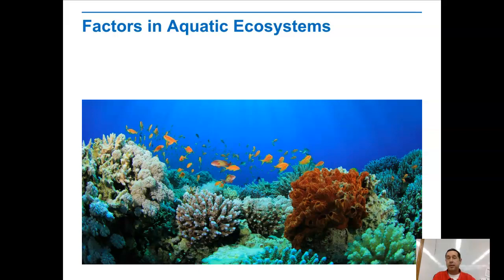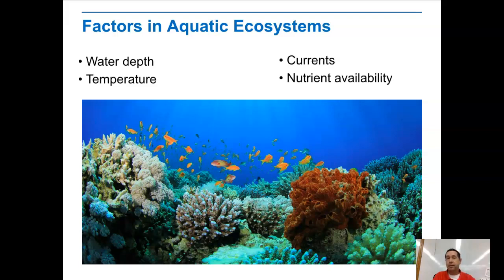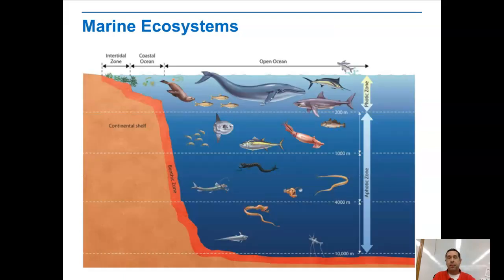So aquatic ecosystems, there's a couple different kinds. There's things that affect them. How deep is the water? What is the water temperature? Are there currents? And what kind of nutrients are available? So marine, that's salt water. That's oceans, basically. We divide those into different regions based on depth.